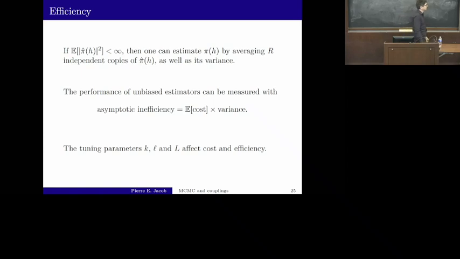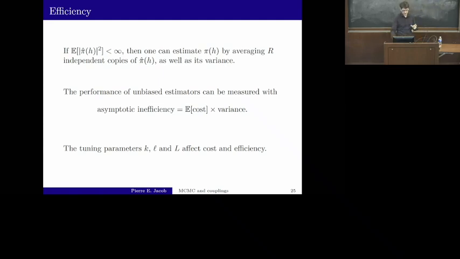And then we're interested in what's called the asymptotic inefficiency. That's the expected cost of an estimate times its variance. This is the quantity you want to minimize when you have unbiased estimators, in the sense that if you have a more expensive one, then you can produce fewer of them in a given time budget. So if it's more expensive but it reduces the variance, it could be worth it. And if you parameterize your CLT by budget in terms of number of copies, this is the right quantity that you'd like to optimize.